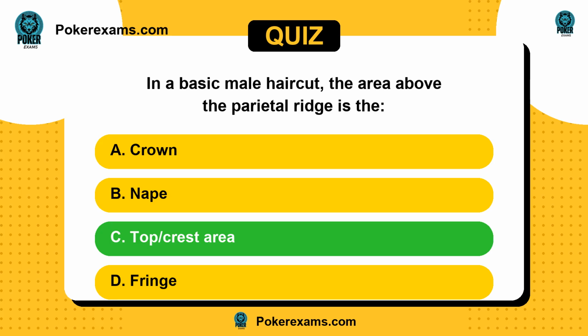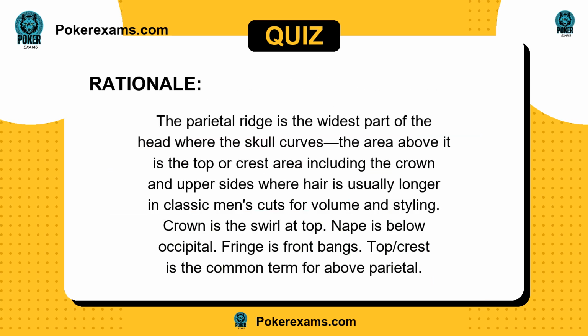The answer is C. The parietal ridge is the widest part of the head where the skull curves. The area above it is the top or crest area, including the crown and upper sides, where hair is usually longer in classic men's cuts for volume and styling. Crown is the swirl at top. Nape is below the occipital. Fringe is front bangs. Top/crest is the common term for above the parietal.